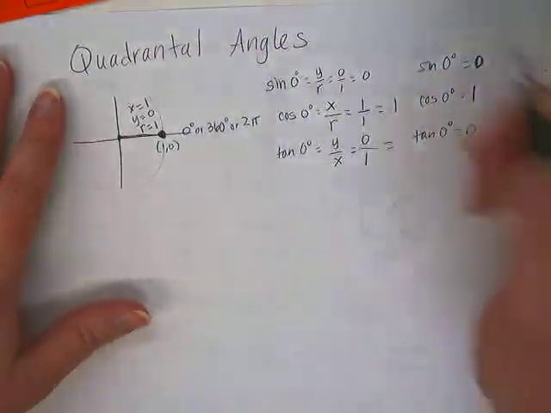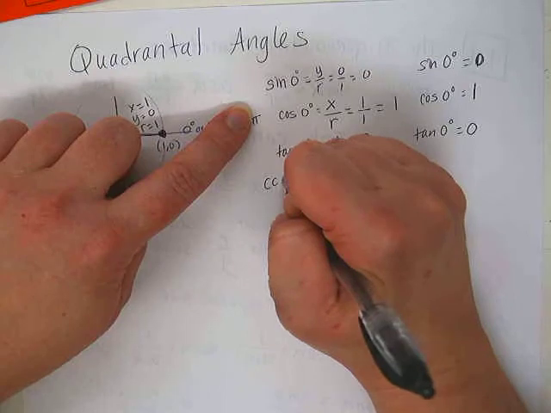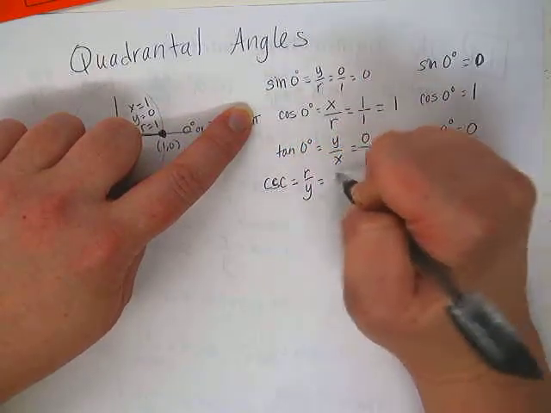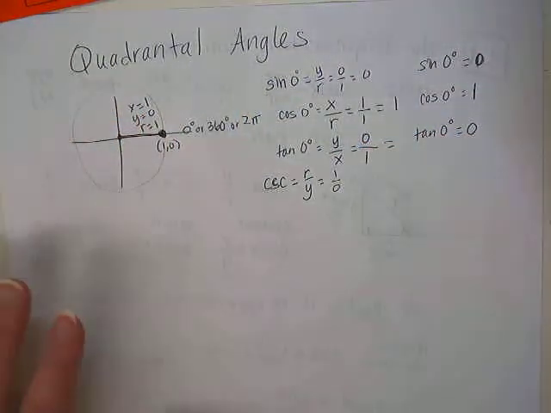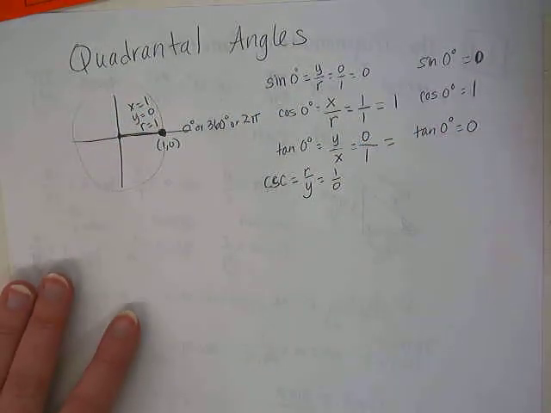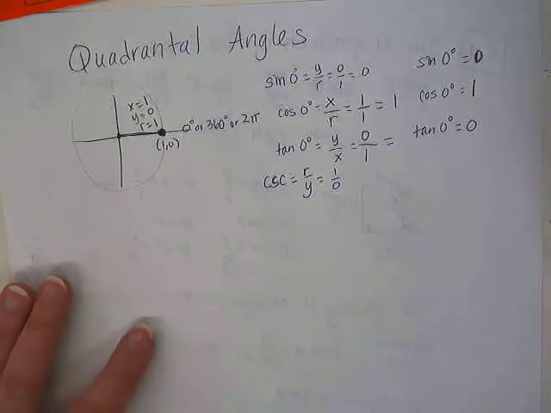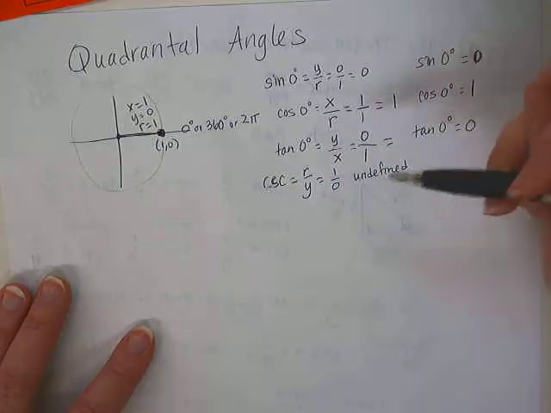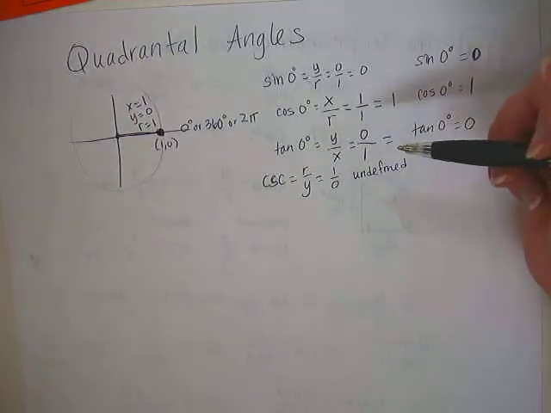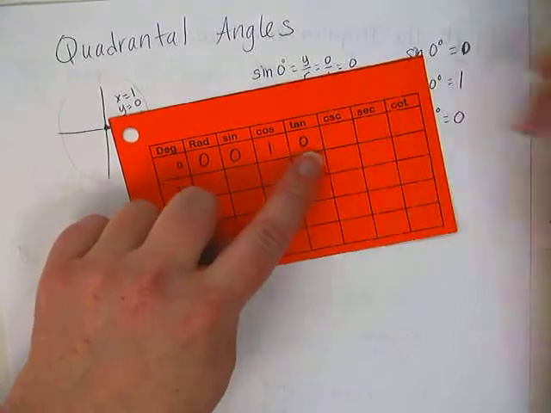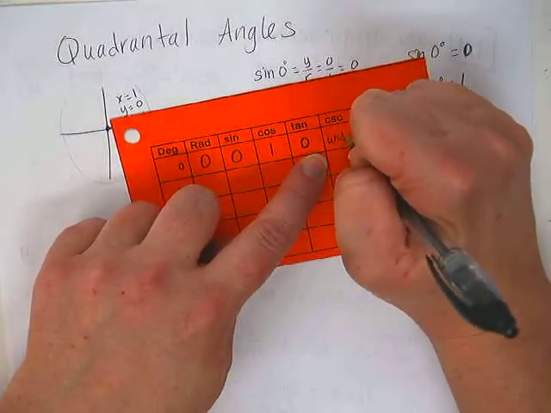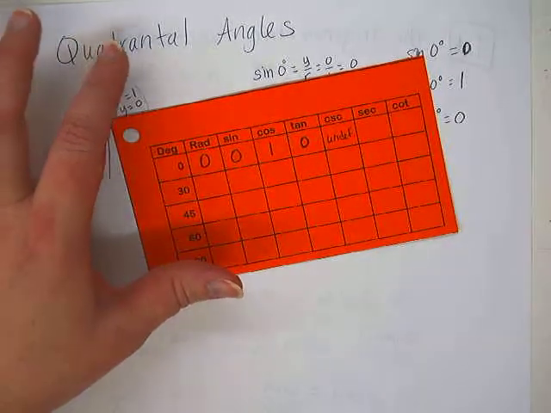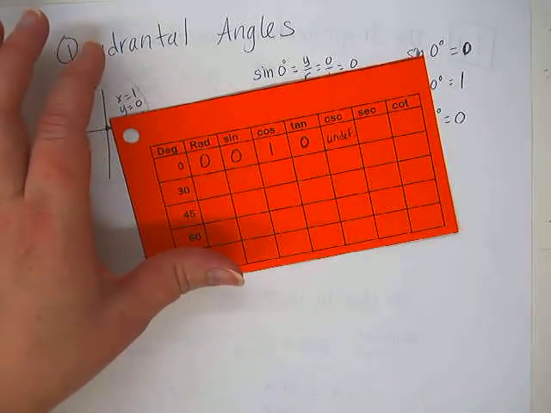Okay, now I left room for your secant, cosecant, and cotangent, so let's do those really fast. So cosecant would be r over y, or 1 over 0. Does anyone notice a major problem with that? We can't divide by 0. We call that undefined. In other words, cosecant of 0 does not exist. So what we write in our little chart is undefined. I just abbreviate it like that usually.